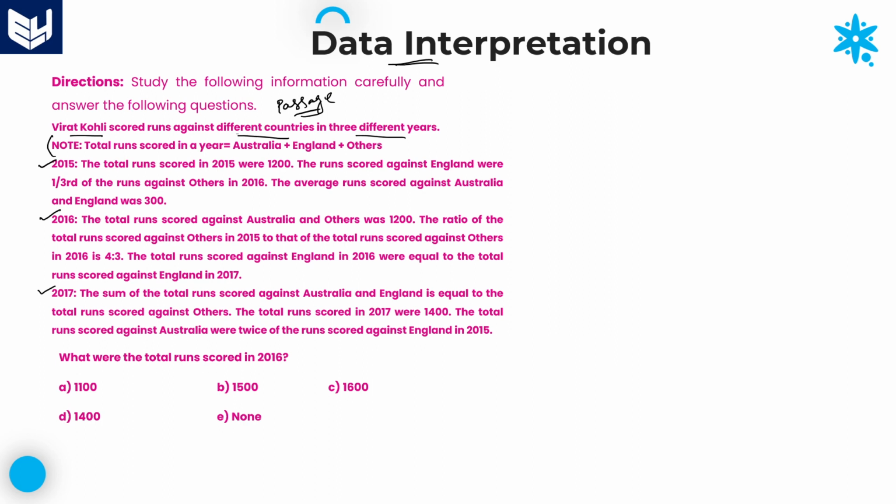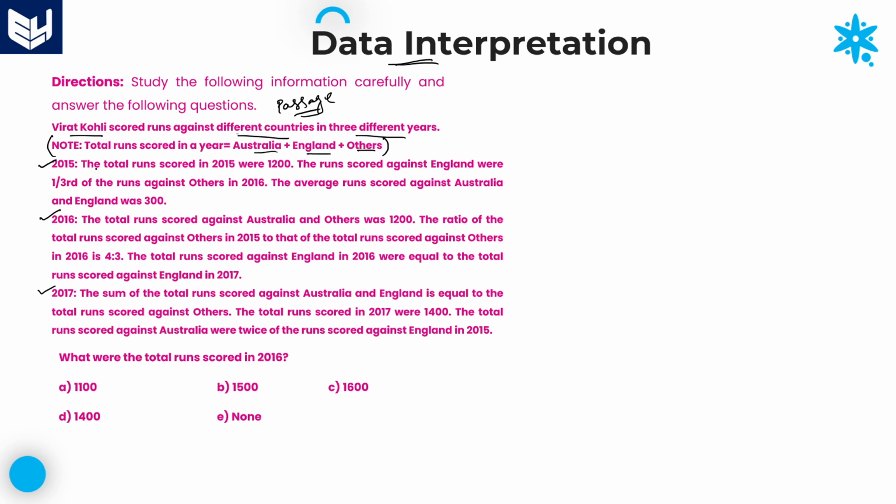What is that note point? Once look at this note point. Total runs scored in a year is equal to Australia plus England plus others. So he is mentioning only three different values. One value represents Australia, one value represents England, one value represents other countries. All other countries together come to only one value.